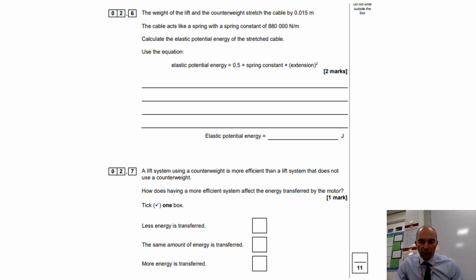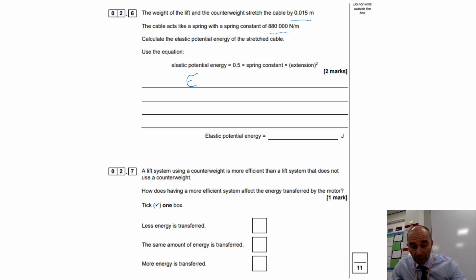And then moving on to 2.6, again you've got a calculation to carry out. So we've got a stretch of the cable by 0.015 meters. We're being told that the cable acts like a spring, and we're given the spring constant of 880,000. We've got to calculate the elastic potential energy of the stretched cable. The stretch means that that's the extension of the cable. But we've got our 2 numbers that we need to substitute into our formula.